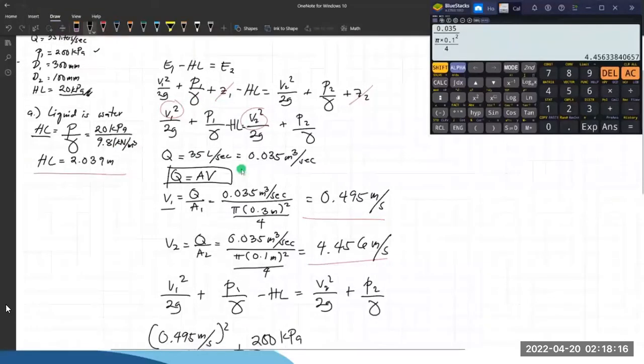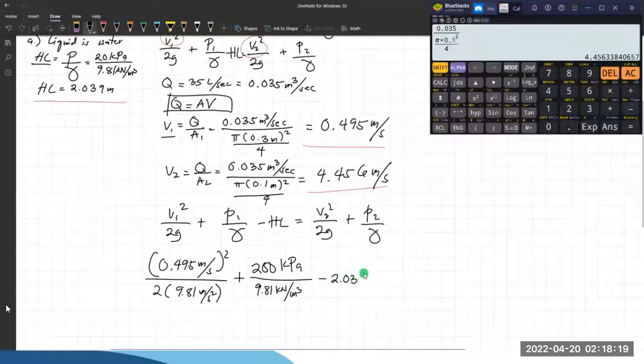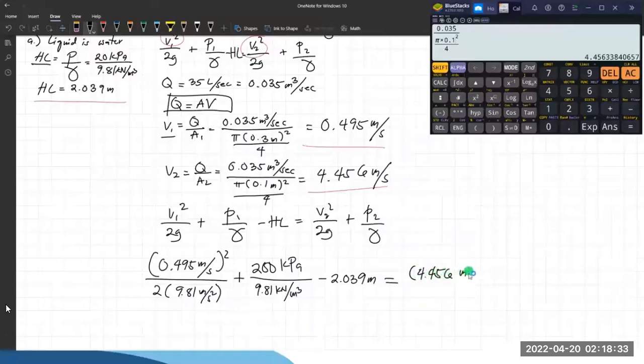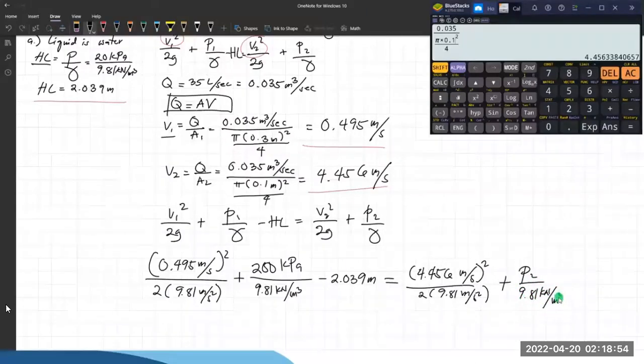So, 2.039 meters. All these terms are in meters. It will be equal to the velocity at point 2, which is 4.456 meter per second. Raise that to 2 over 2 times 9.81 meter per second squared, added by pressure 2 over 9.81 kilonewtons per cubic meter.